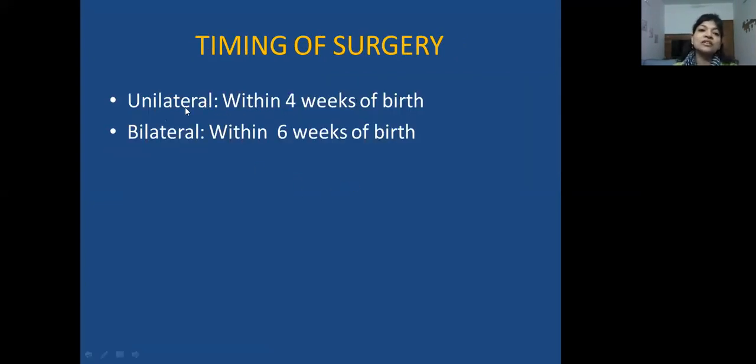So when do you want to do the surgery? If it is unilateral, there is a great risk that the child can develop amblyopia, that is called lazy eye, because one eye is seeing well and it's only one eye with cataract. Early operation is advised within the first 4 weeks of birth. Whereas if it's bilateral, you have a grace period of 2 more weeks where you can do surgery.